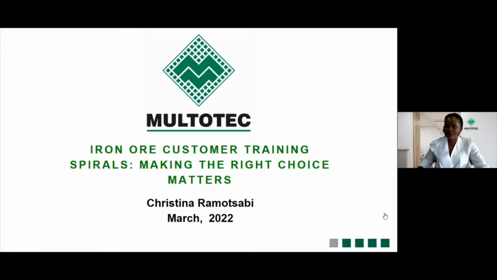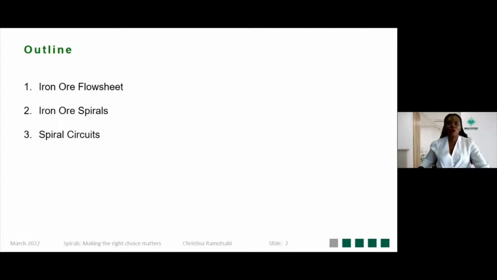So with that said, now the question is, why choose spirals instead of other technologies? This is the basis of the presentation today. This is the outline of the presentation. I'm going to do a brief overview of the iron ore flow sheet and also discuss the different types of iron ore spirals we have on the Multotec spiral range, and end off with a couple of case studies on the spiral circuits.